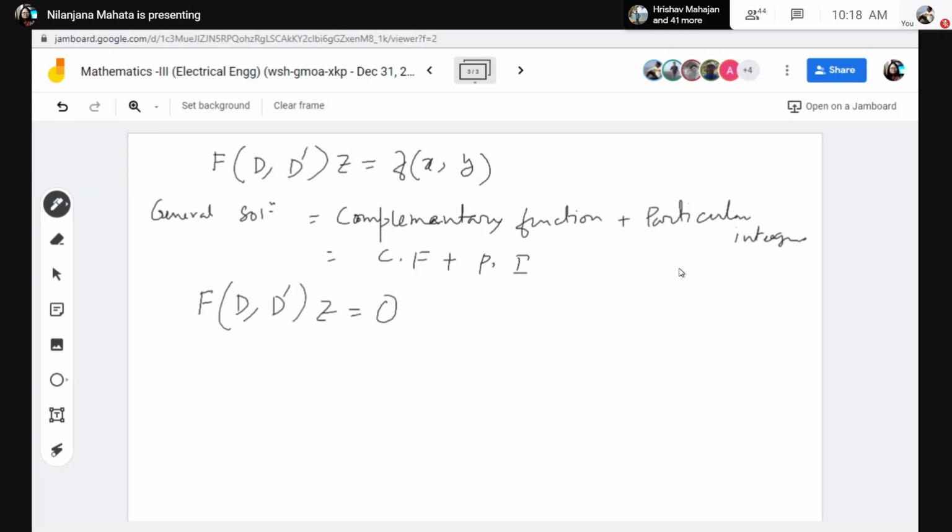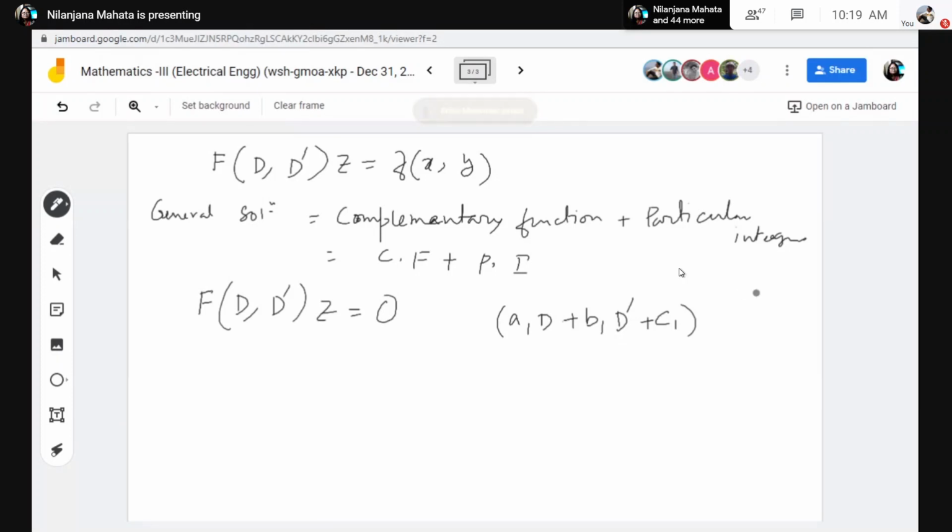Now, suppose my differential equation is of nth order, so it may happen that I can factorize this coefficient, which is operated on z, into factors like, suppose, a1 D plus b1 D dash plus c1, into, that is, I will have n terms like these linear factors of this equation.